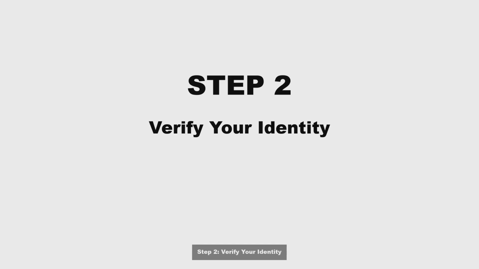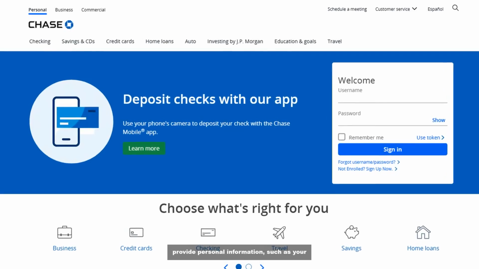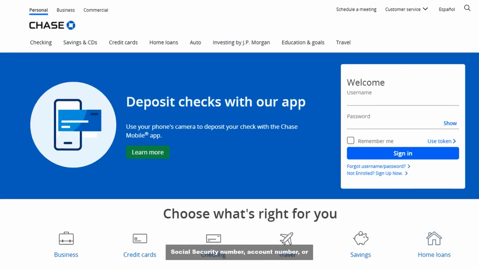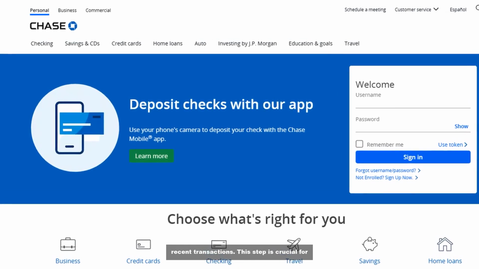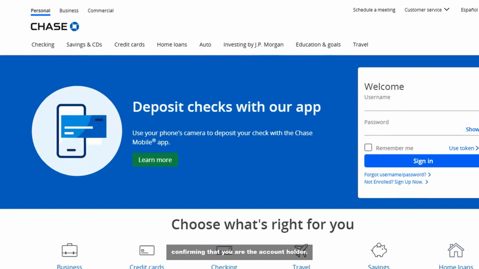Step 2. Verify your identity. Be prepared to answer security questions or provide personal information such as your social security number, account number, or recent transactions. This step is crucial for confirming that you are the account holder.